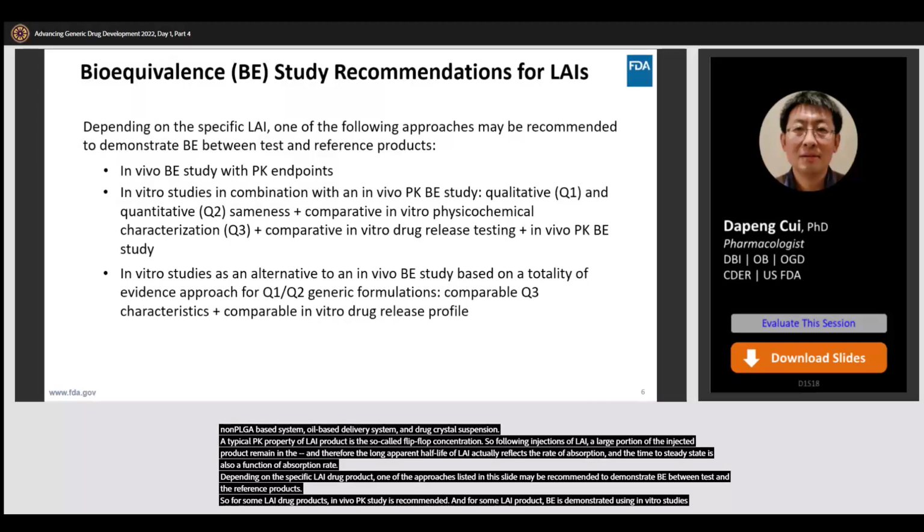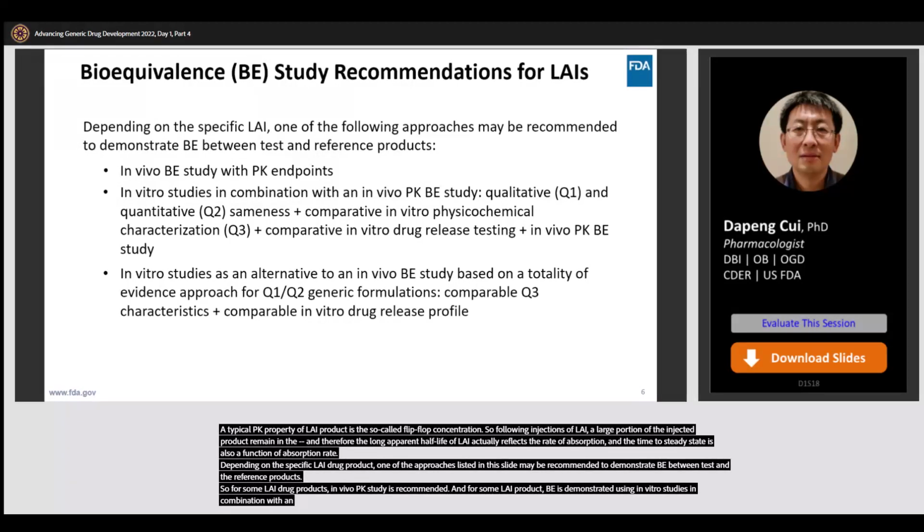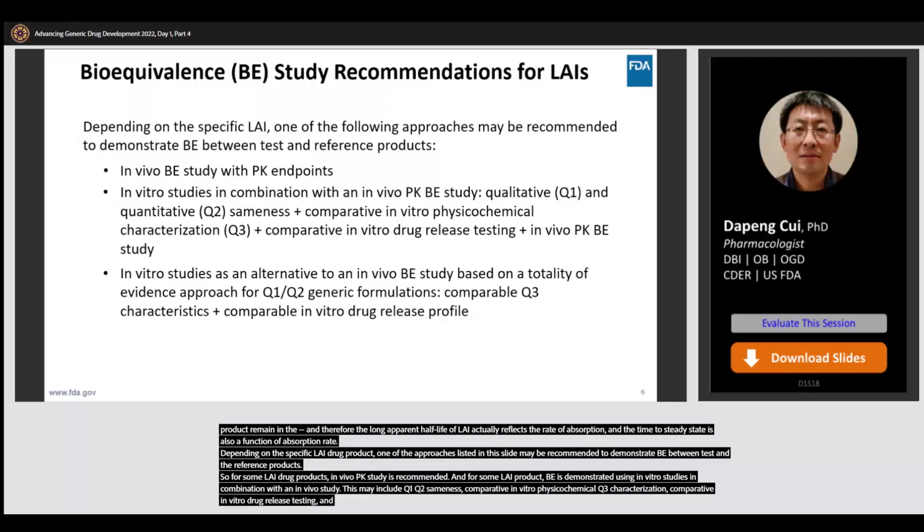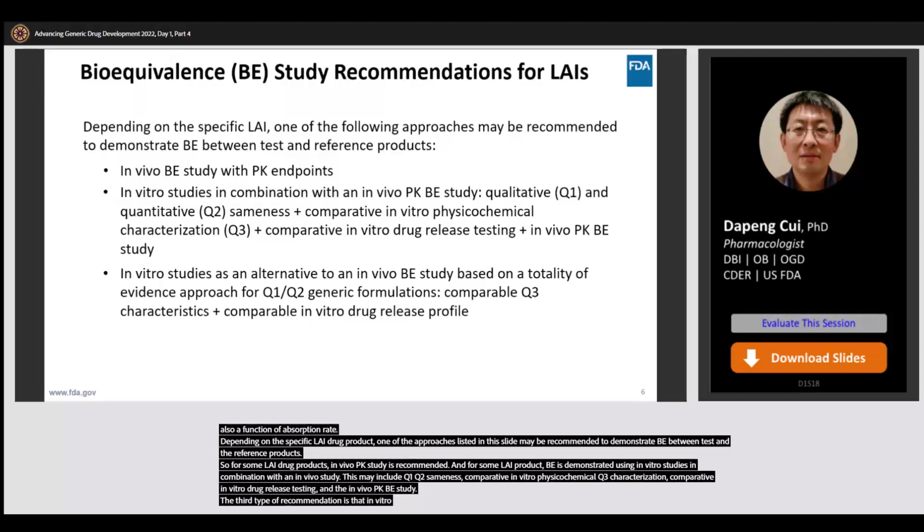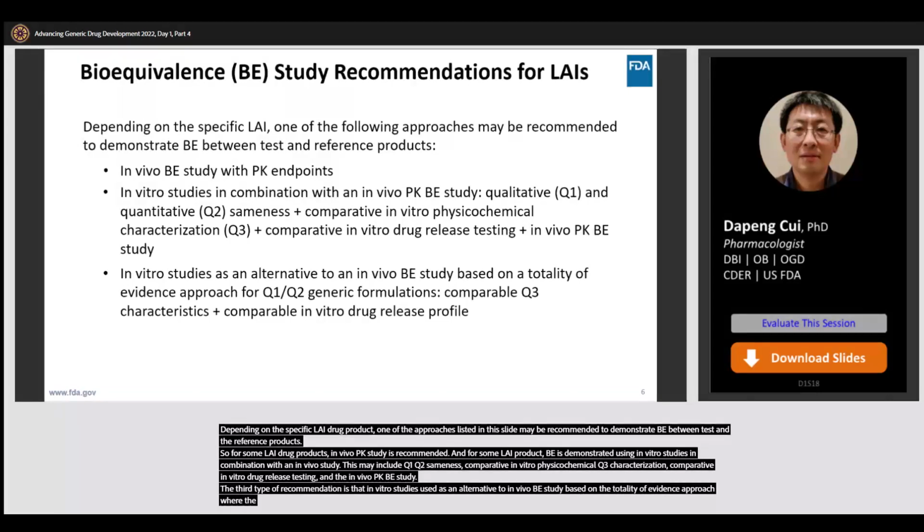This may include quantitative Q1, Q2 sameness, comparative in vitro physicochemical Q3 characterization, comparative in vitro drug release testing, and an in vivo BE study. The third type of BE recommendation is that in vitro studies are used as an alternative to an in vivo BE study based on a totality of evidence approach, where the BE of a Q1, Q2 generic formulation may be established with comparable Q3 characteristics and a comparable in vitro drug release profile.